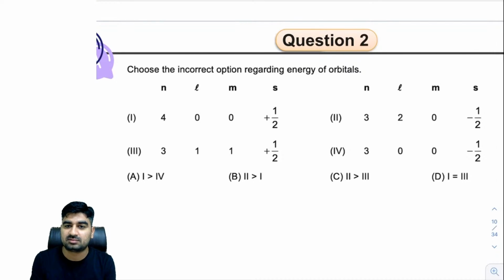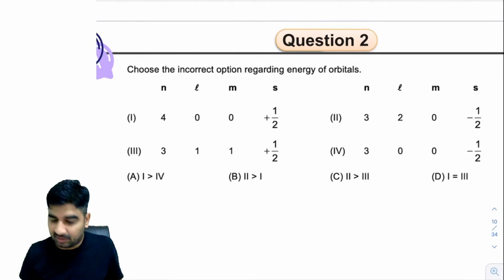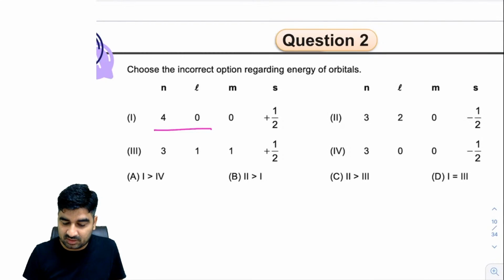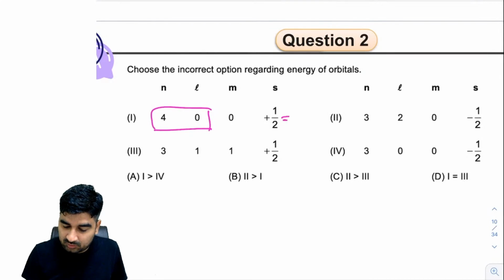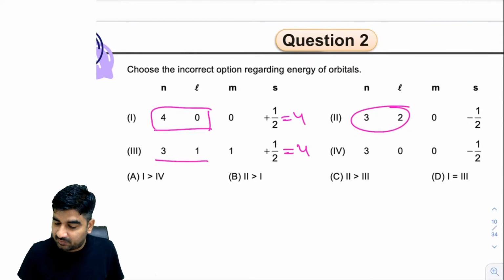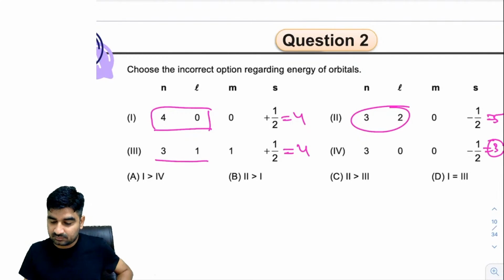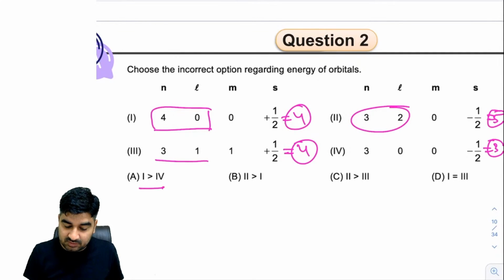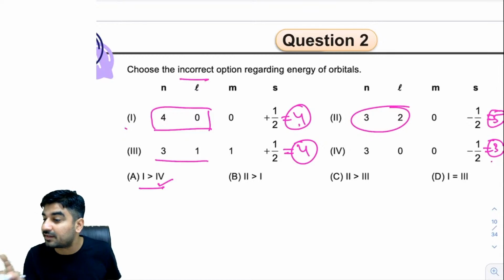Come on, move ahead. Now, let me tell you, n plus l will give you energy. So here n plus l is 4, here also n plus l is 4, here it is 5, and here it is 3. You know the energies. Now, the first one is 1 greater than 4. So it's correct, but you are asked incorrect.